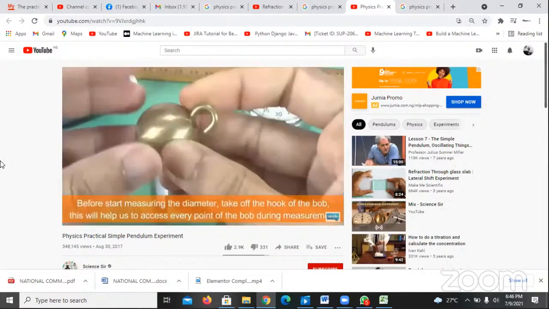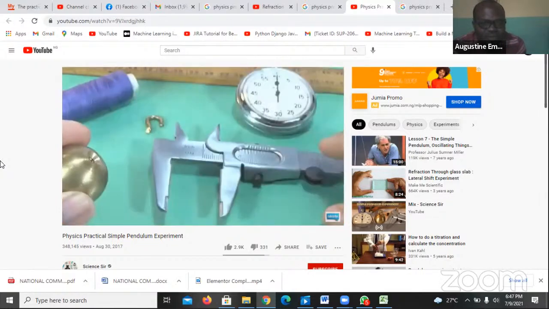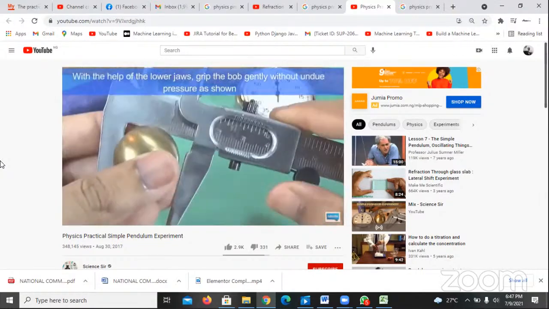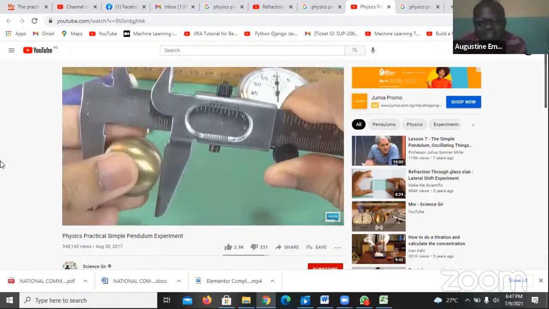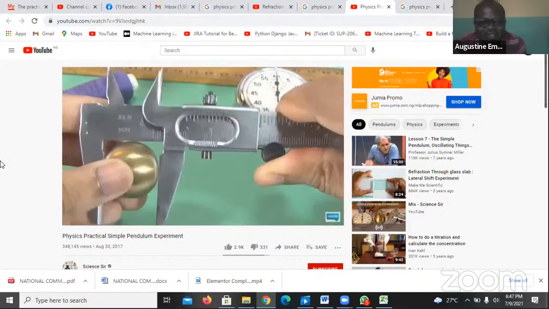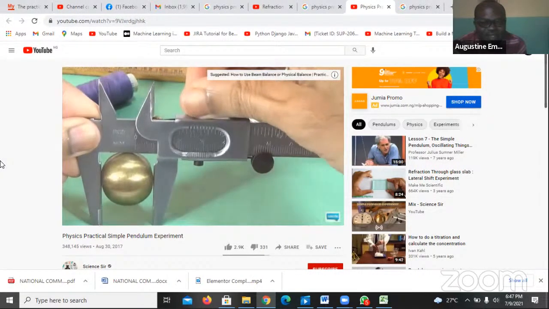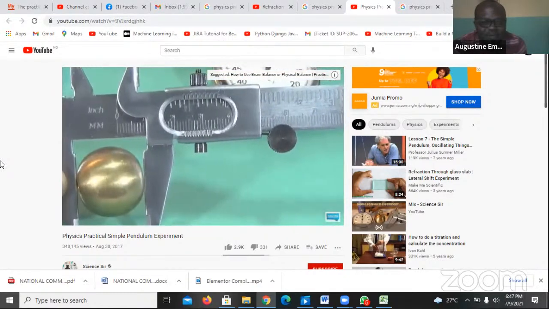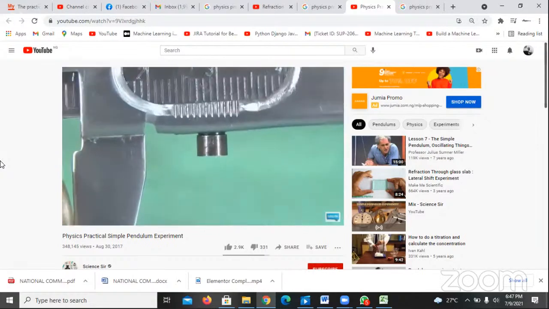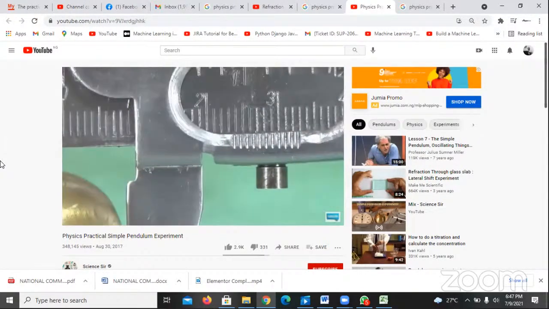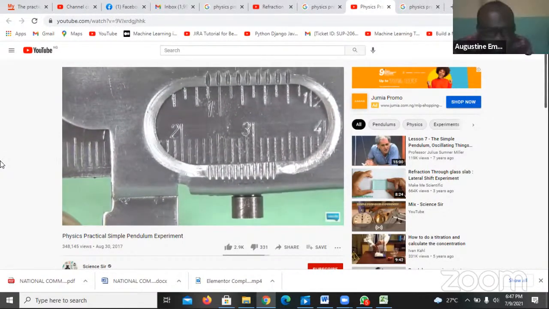Want to measure the diameter of the bulb. Sorry, what did you say? No, I'm just running a commentary on what he's doing. I said he wants to take the measurement of the diameter of the bulb. It should be 1 point.